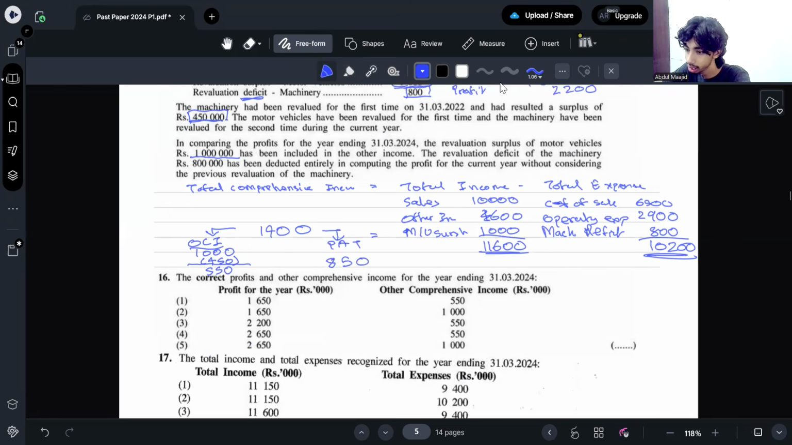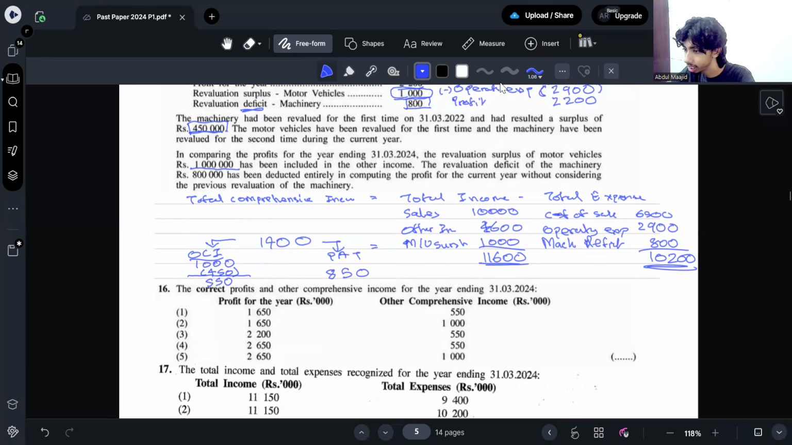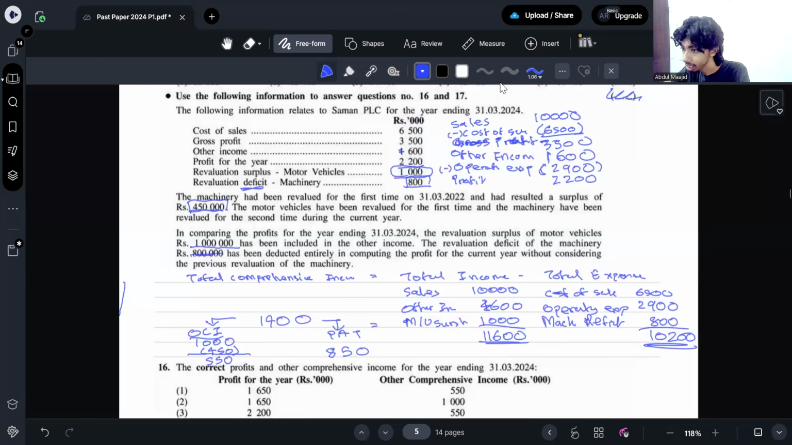Correct. So then profit for the year will be, wait, what happened? Cost of sales 6,500. Operating expense 2,900. Here see, the revaluation deficit of the machine, rupees 800,000, has been deducted entirely in computing the profit. So they have deducted the entire 800 when calculating the profit. Okay, then this operating expense includes the deficit of 800. Then if the deficit is included, you don't have to show that separately. Yeah, this is a new type of question, a bit complicated, where you need to read everything to do the question. So the total expense, you have to change that.